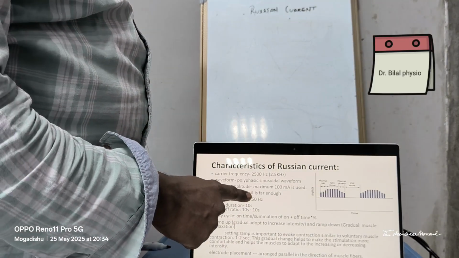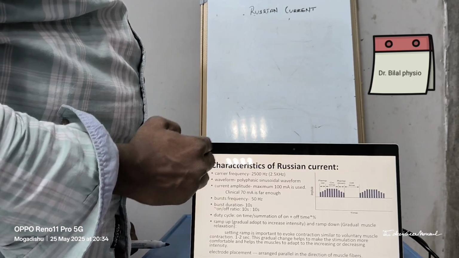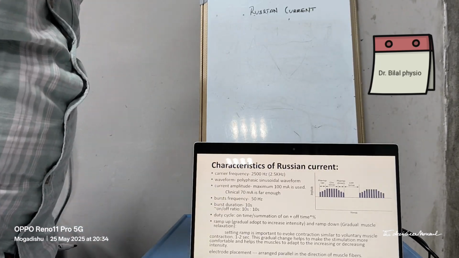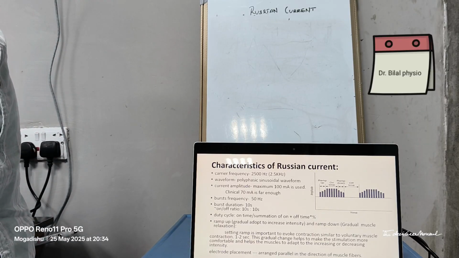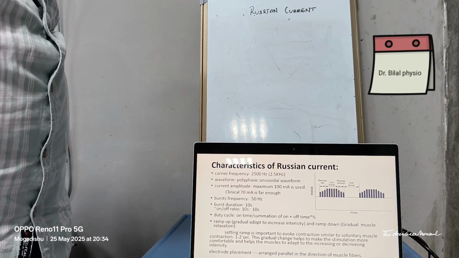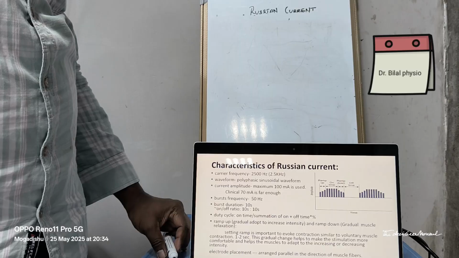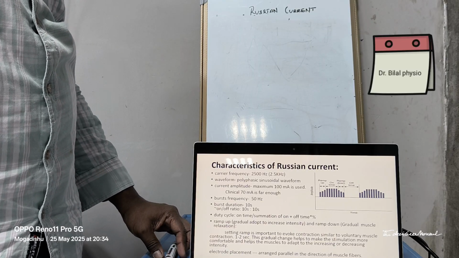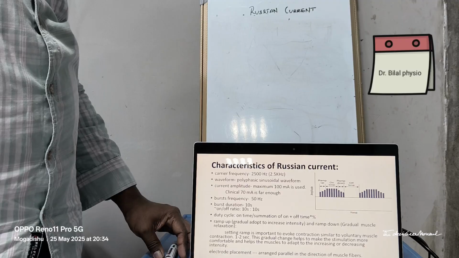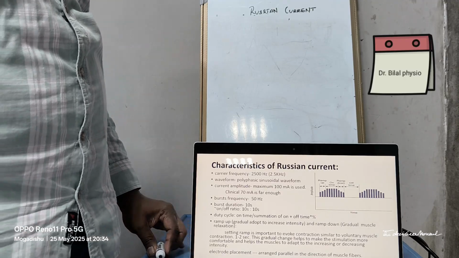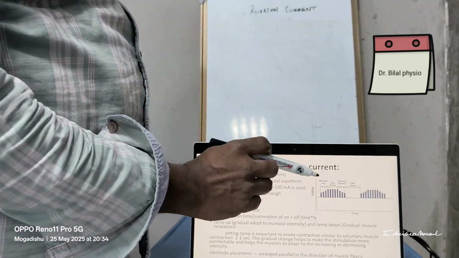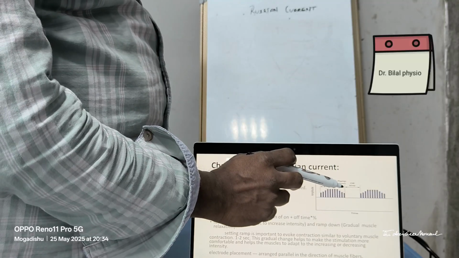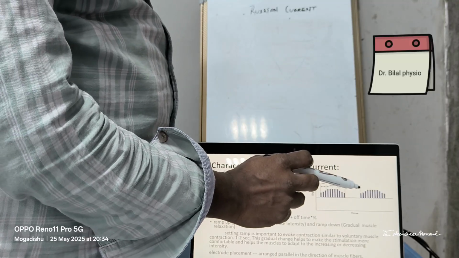With a burst frequency of 50 Hz, this may get decreased or increased based on the clinical condition or the muscle we are going to choose, and the burst duration on and off cycle, or the duty cycle, with a setting of ramp. So here is the ramp up time and on time, again for a ramp down time with the off time.